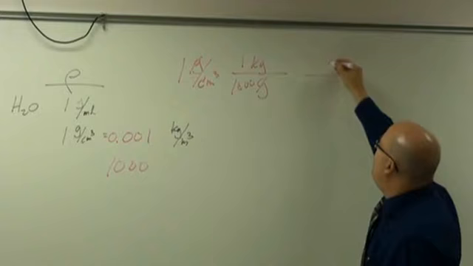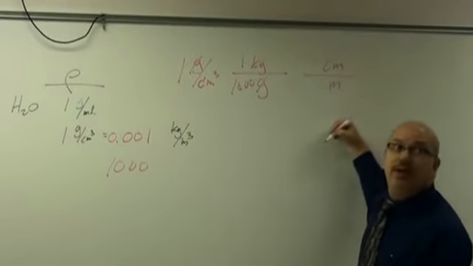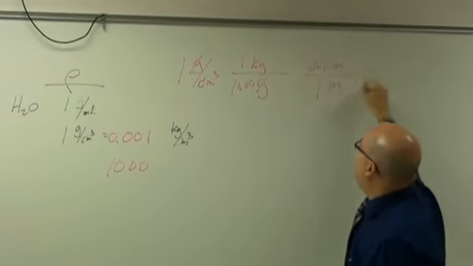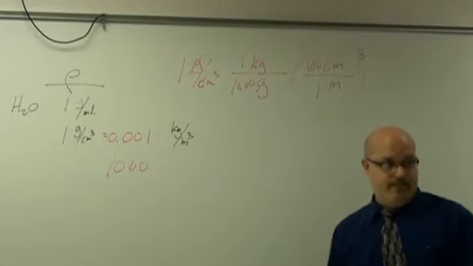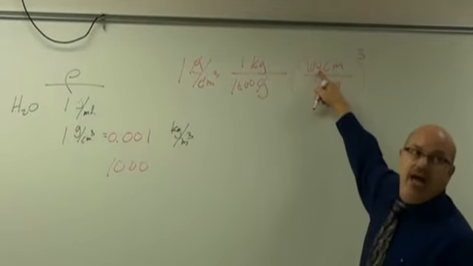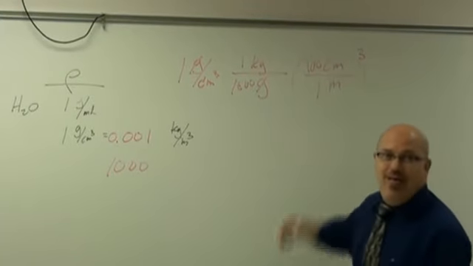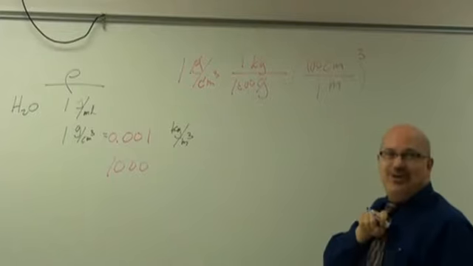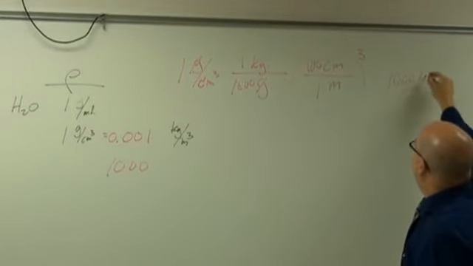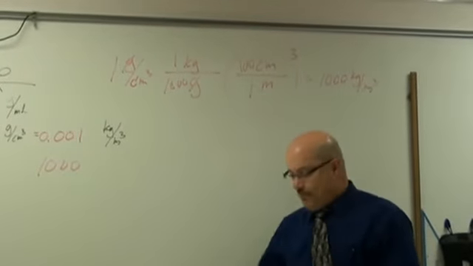Okay, centimeters. I want centimeters up here and meters down here. Cubed. Which one's bigger? How many of these make up that? 100. But I have to cube it. So I end up dividing by 1,000 and multiplying by 100 cubed. What do we get? 1,000 kilogram per meter cubed. Don't be a slacker. Come on, do it right.